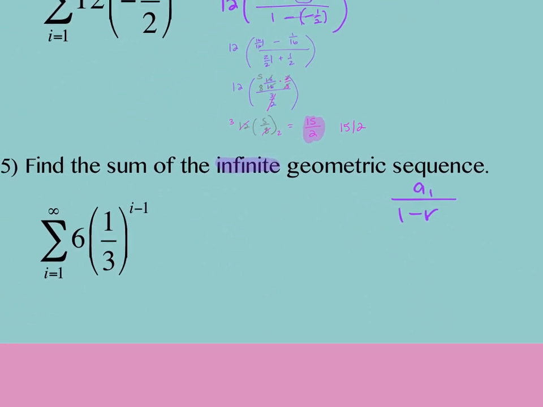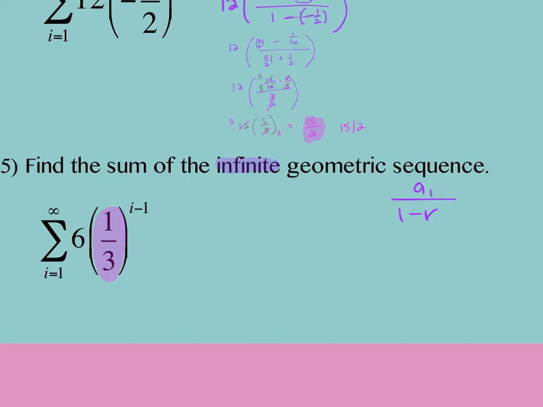And then the last one, the sum of the infinite geometric sequence. So this only works if what's in the parentheses that's being raised to the power is, the absolute value of it is in between 0 and 1. So because that's 1/3, it does work. If it was 3, it's not possible. So I would write that.